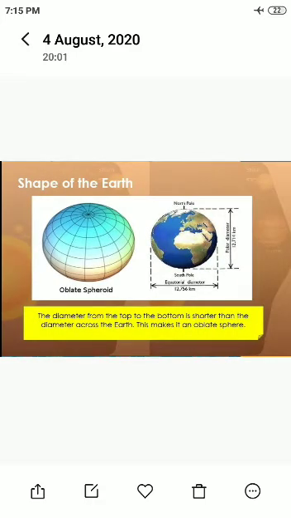As you can see here, this is the orbit of the earth, that means the path on which the earth moves around the sun. In ancient times, people believed that the earth was flat. An explorer named Ferdinand Magellan proved that the earth is round in shape.